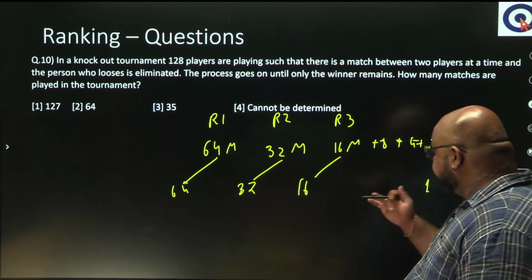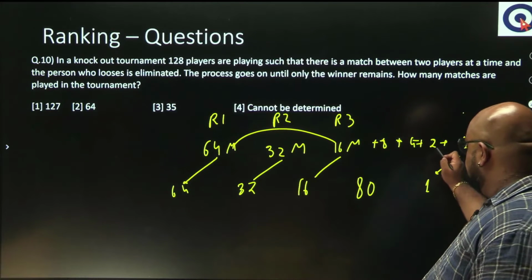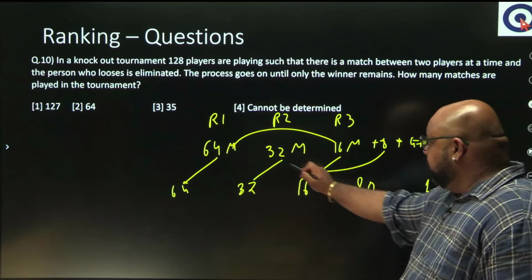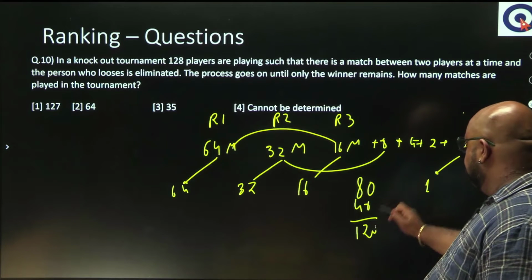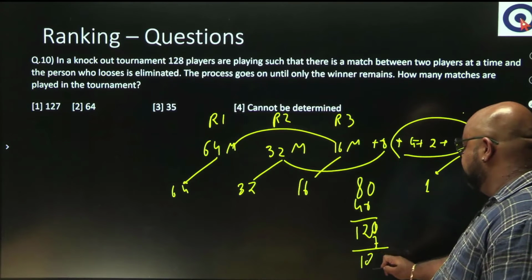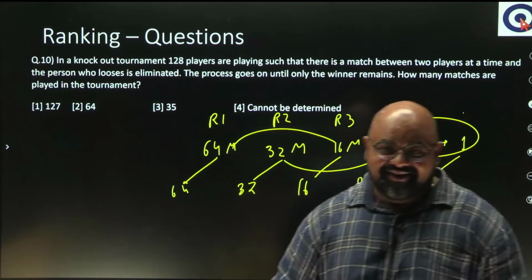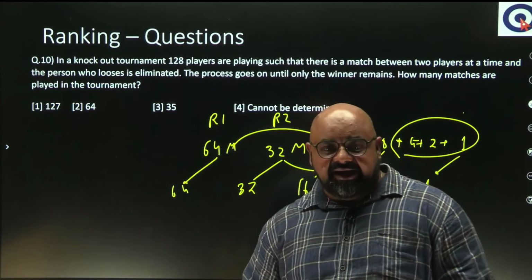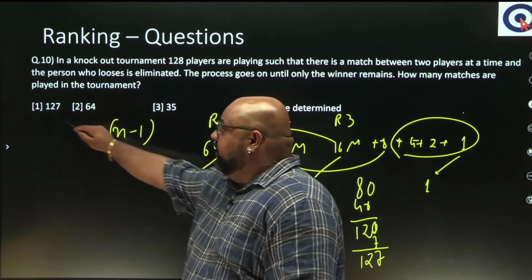64 plus 16 is 80. 32 plus 8 is 40, so 120, plus 4 plus 2 plus 1 is 7. Therefore 127, which happens to be 1 less than 128. So in a knockout tournament, if there are n teams, the number of matches required simply is n minus 1.